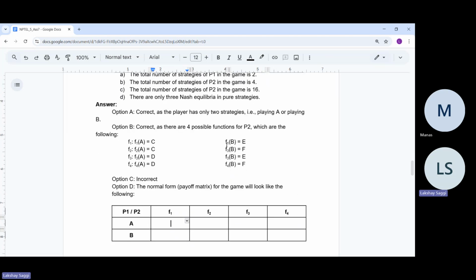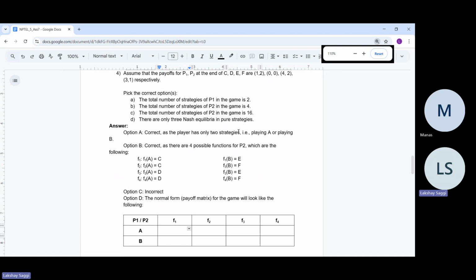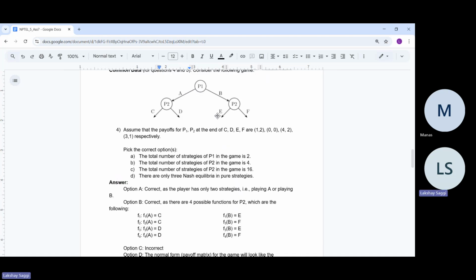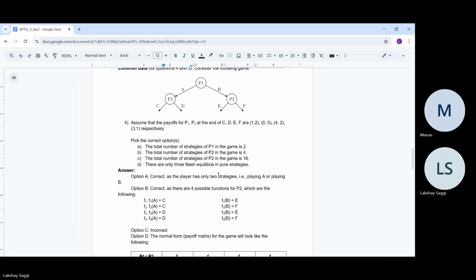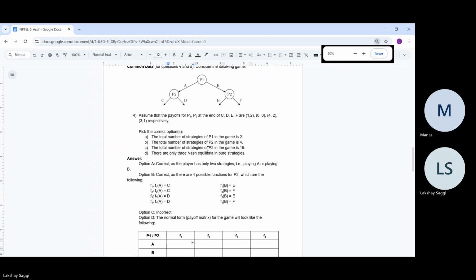Maybe I can just zoom out a bit if it is okay with everyone. Okay, so this was... I think it's a bit inconvenient to see it like this, but maybe let's just see it like this only. I hope the screen is still somewhat visible.